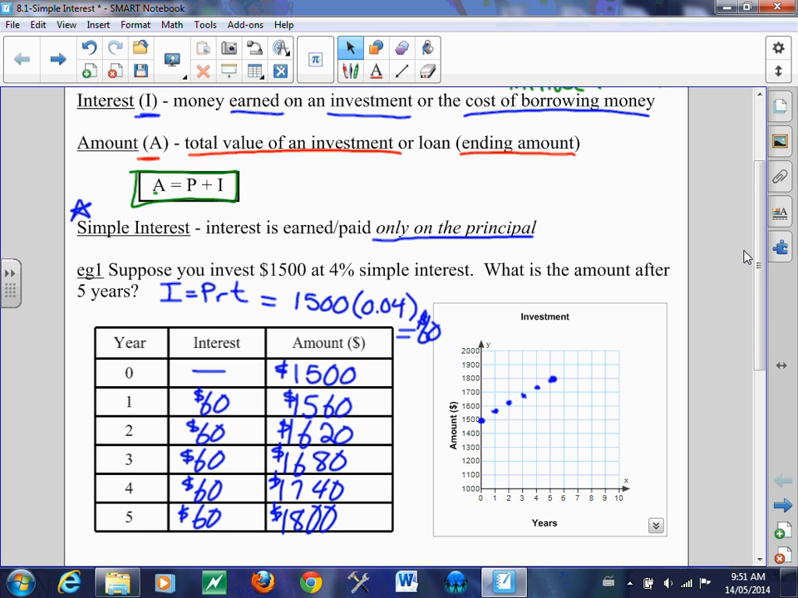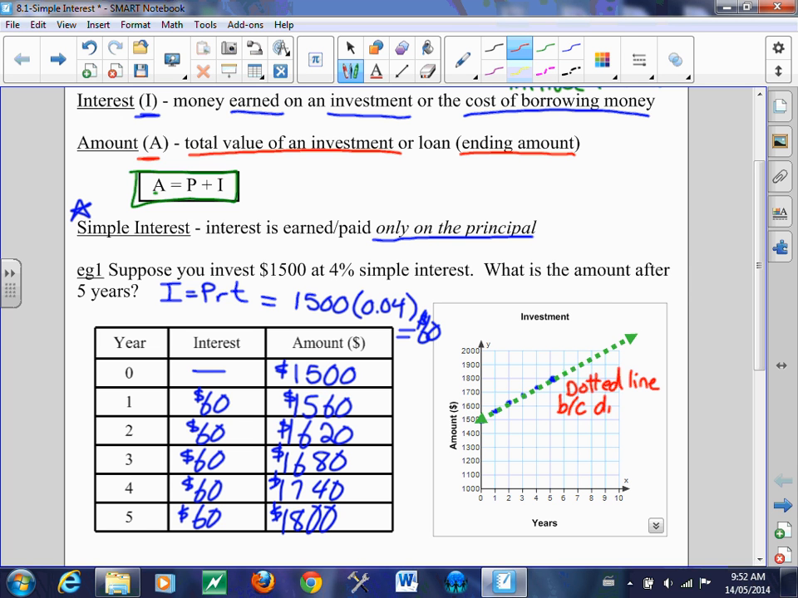If you want, you can do what's called a dashed line to show your trend. If you wanted to ask how much am I going to have in 7 years or in 9 years, look at this trend: in 9 years you should have around $2,000. But we do not join the dots because it is a discrete function. So let's just write that down: keep it a dotted line because it is a discrete function.